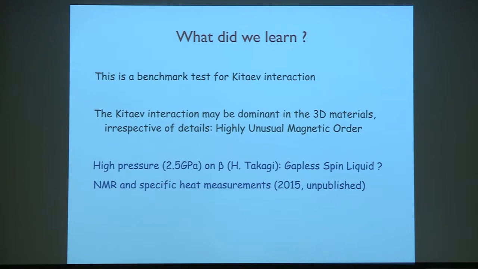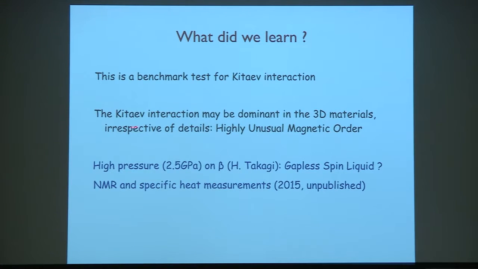Okay. So now you may say, well, you get a magnetically ordered state, so the answer is not interesting, right? Because we didn't get a spin liquid. But notice that this is the benchmark test for the Kitaev interaction. Because without sizable Kitaev interaction, we cannot even get this magnetic order. So it's a proof that the Kitaev interaction in this kind of material is quite large.